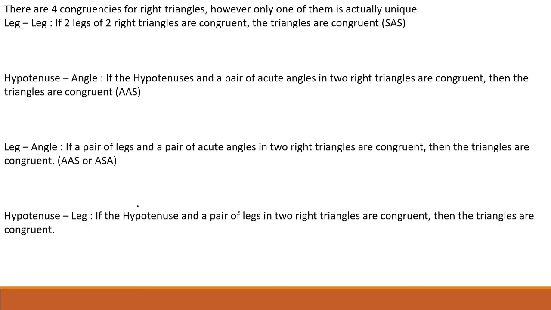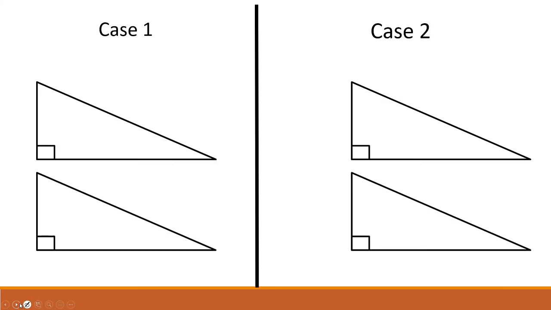Now there's actually four different shortcuts we have for right triangles. However, most of them are just variations of the other ones we did. The one that's really unique and different is this last one here, hypotenuse leg. So that's the one we're going to be focusing on. And basically it says that if you want to prove two right triangles are congruent, as long as you have the hypotenuse congruent, as long as you have a matching pair of legs congruent, then you can say the entire triangles are congruent themselves. So how does this look as a picture?